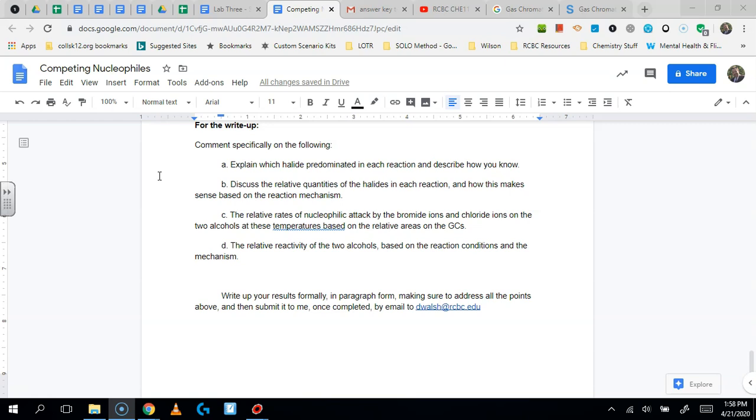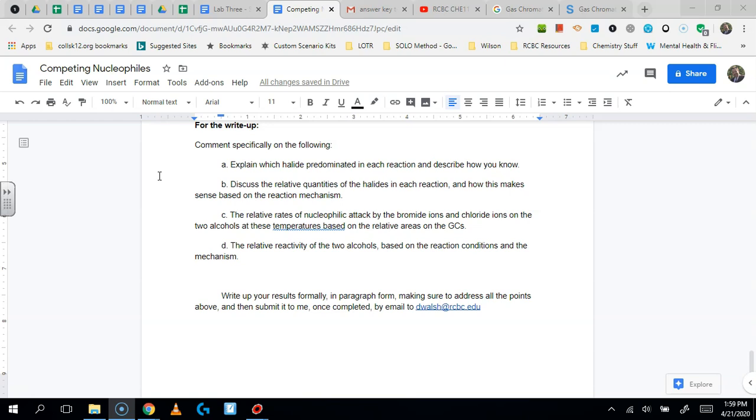Then it says discuss the relative quantities of halides in the reaction. So you're going to explain why there was a predominant amount of either the chloride or the bromide in each reaction. For part B, the chloride was present in much more amount than the bromide, but in part C, they were about the same. So we want to know what the relative quantities are. Are they roughly the same? Is one 3-to-1, 5-to-1, 8-to-1, 12-to-1, 50-50? I don't know, whatever it is, relative quantities.